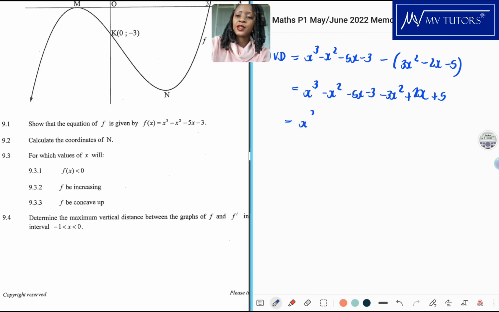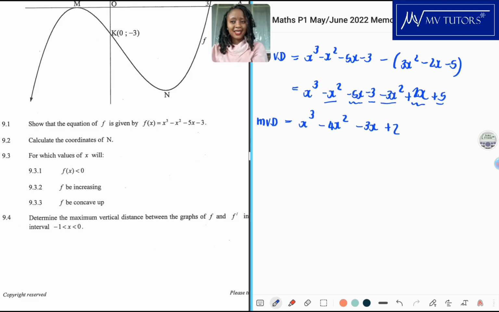Okay, x cubed is alone. I have minus x squared minus 3x squared, so minus 4x squared, and then minus 5x plus 2x is going to be minus 3x, and then minus 3 plus 5, that will be 2. So this is my equation for the maximum vertical distance, MVD.